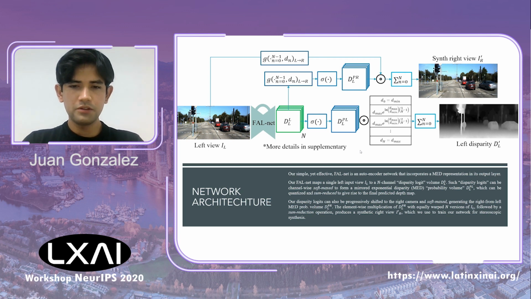Our disparity logits can also be progressively shifted to the right camera and softmaxed to give rise to the right-from-left MED probability volume. The element-wise multiplication of this probability volume with equally warped versions of the input image, followed by a sum reduction operation, produces a synthetic right view, which we use to train our network for stereoscopic view synthesis in a self-supervised manner.